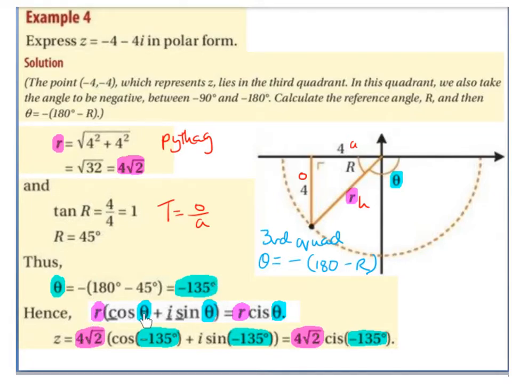Hence, r cos theta plus i sine theta is going to be 4 root 2 cos minus 135 degrees plus i sine minus 135 degrees. So summarizing, r cis theta is 4 root 2 cis minus 135 degrees.